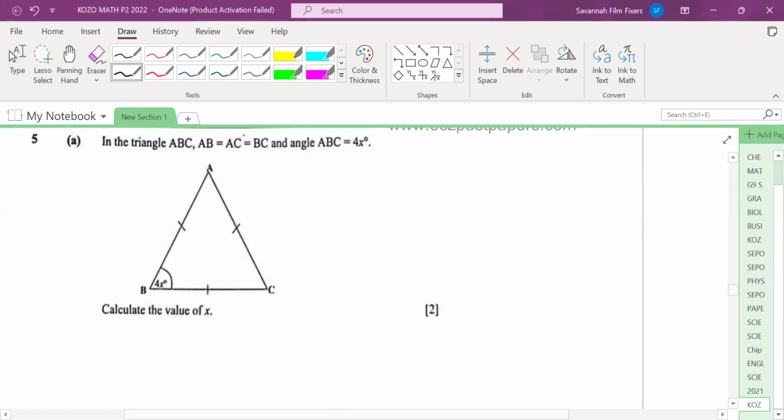So question 5 here. In the triangle ABC, AB is equal to AC is equal to BC, and we have an angle here. Calculate the value of X. How do you think we can solve this? Any ideas?